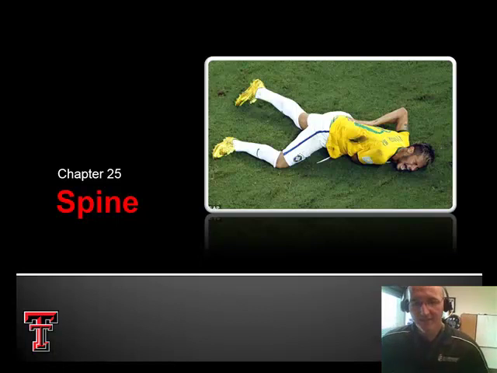So with that said, just like before, we're going to make our way through the anatomy of the spine and look at the injuries and their treatment for spinal injuries.